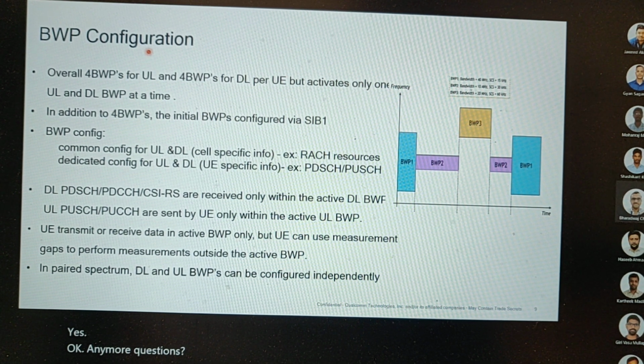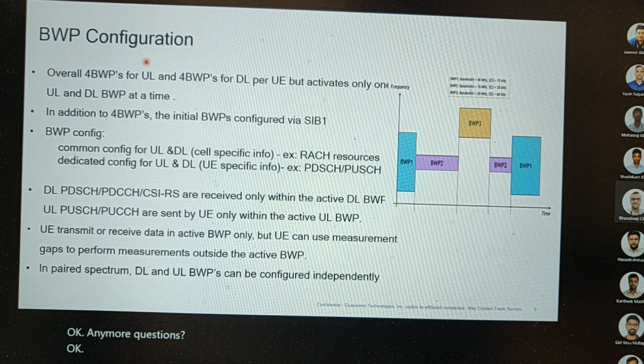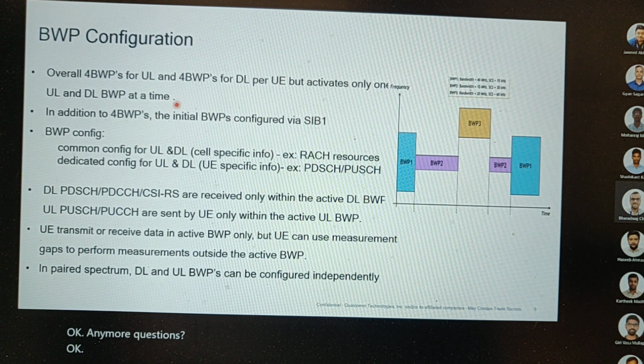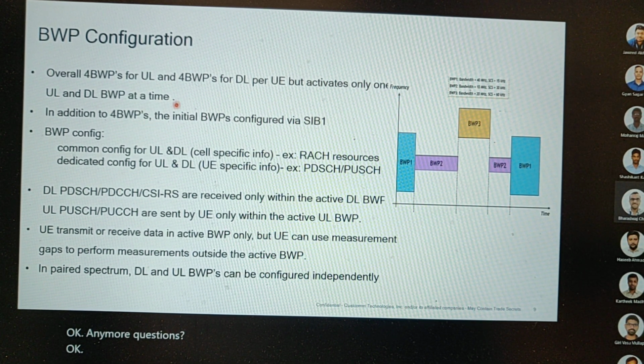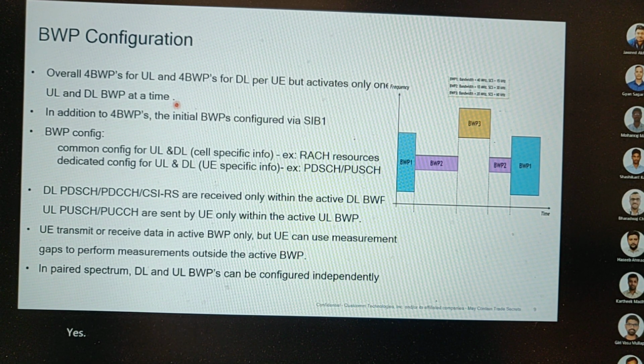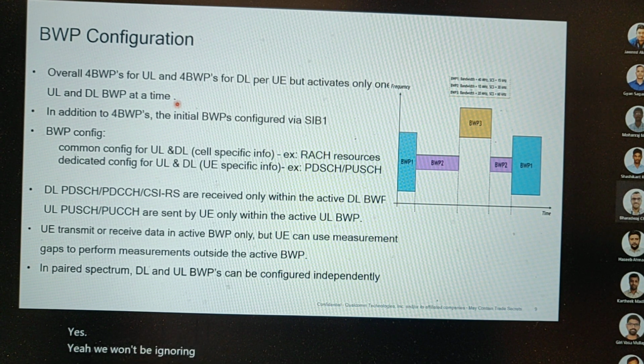Okay. So when we say two BWPs are supported, my question is that includes the initial BWP and the first active BWP. So these we are considering it as two, right? We are not really. Okay. Yeah, we won't be ignoring this initial BWP.